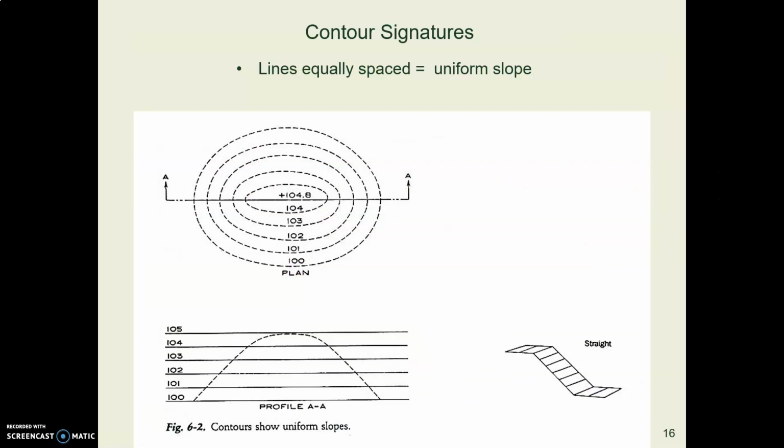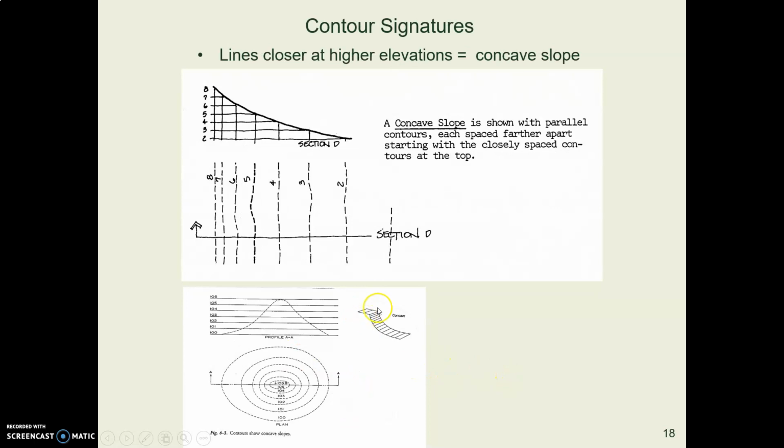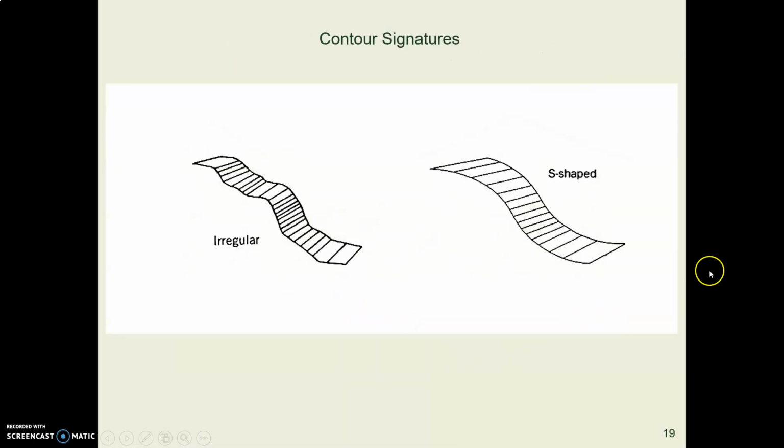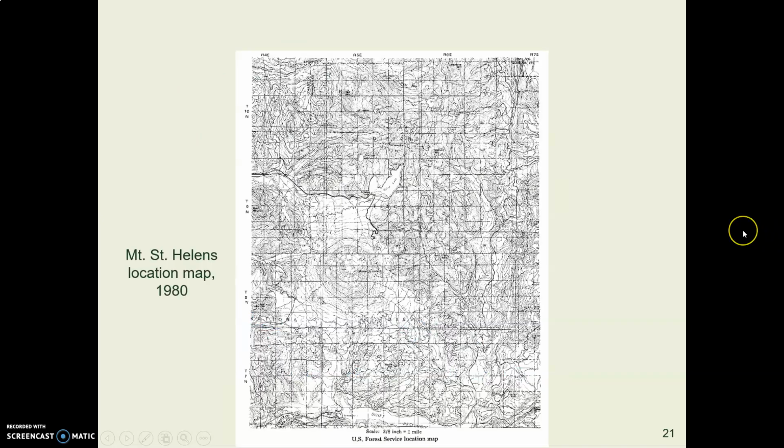Then, if you see lines that are fairly equally spaced, you have a uniform slope, and often that indicates a man-made, a human-made slope, because natural slopes are not that regular. If the lines are closer together, it's a steeper slope. So here they're closer together on a convex slope. Here they're closer together on a concave slope. Basic idea is when they're far apart, it's a gentle slope. When they're close together, it's a steep slope.